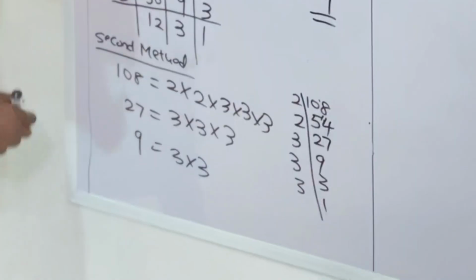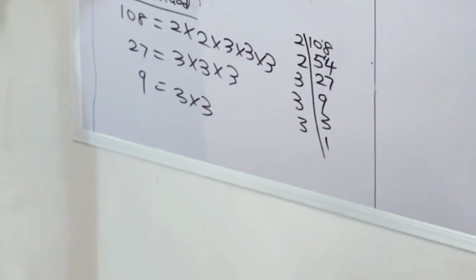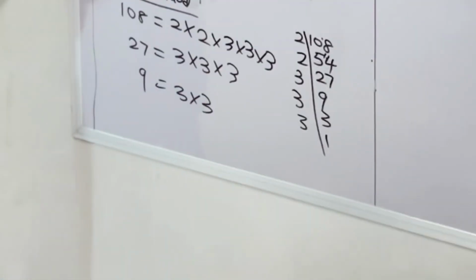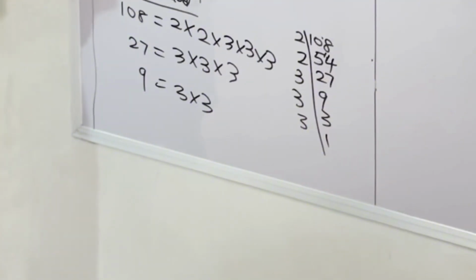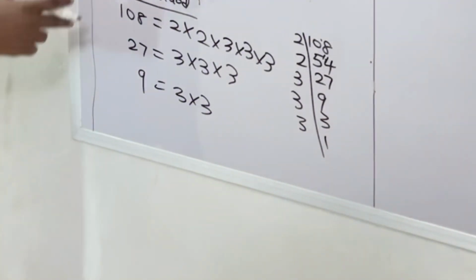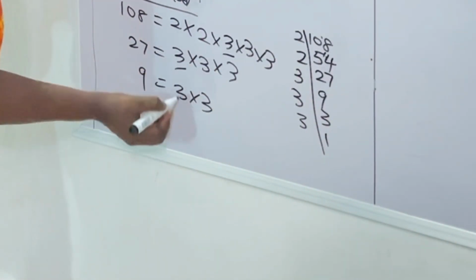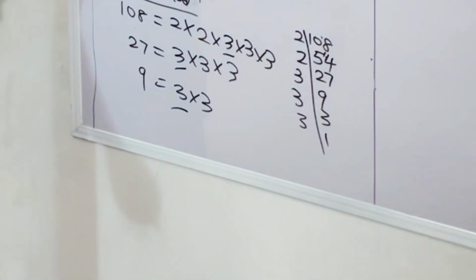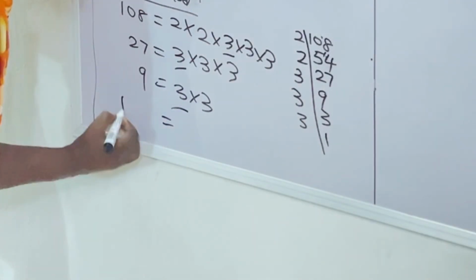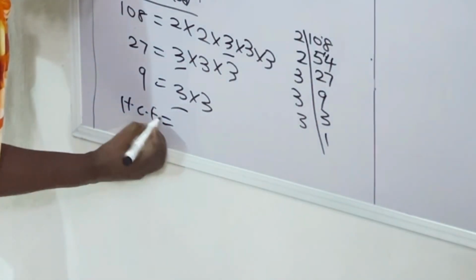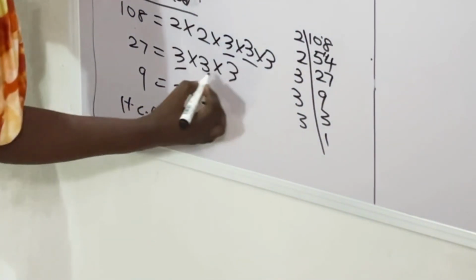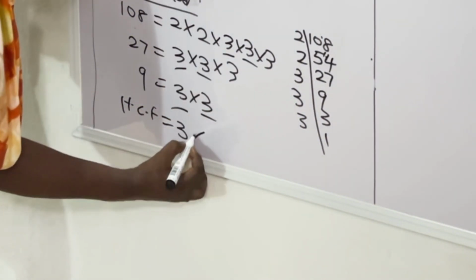So what you would do to get the highest common factor, highest common factor means the highest number that can divide the number without a remainder. So this, and this is common to the 3 of them. So you bring it out. HCF equals 3. Then this 3, and this 3 is common to the 3 of them.